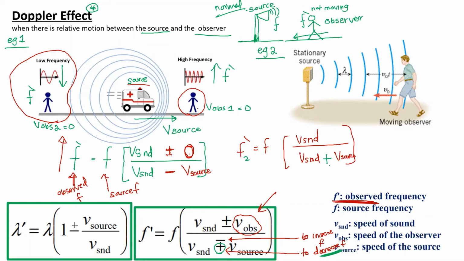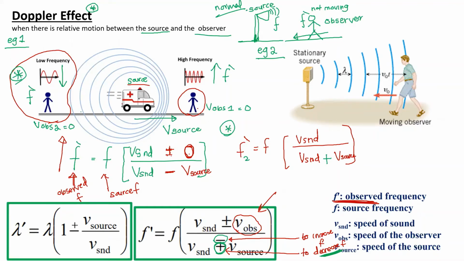Okay. To increase, select the top sign. To decrease, select the bottom sign. So are you okay with this? The observer moving part. This one and this one. So we will do more examples in the next slide. I just want to give you a kind of idea how to use this equation.